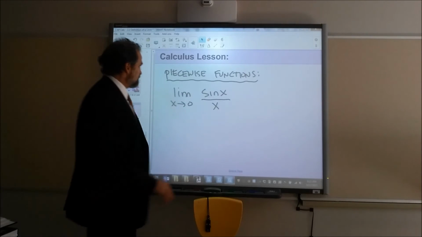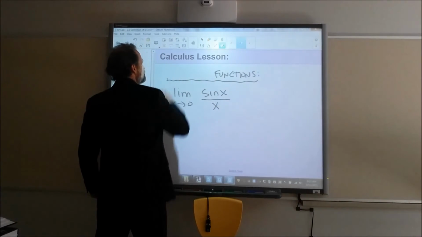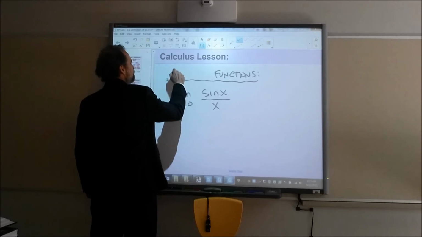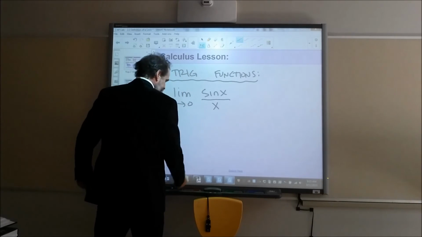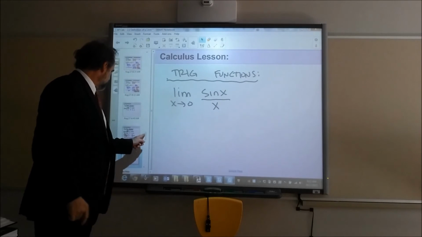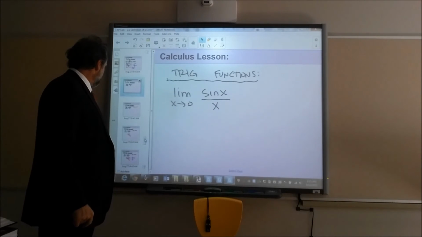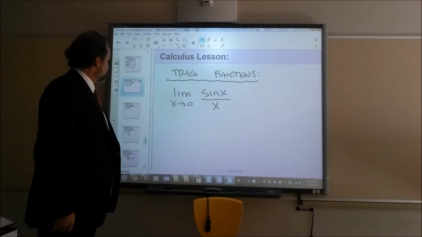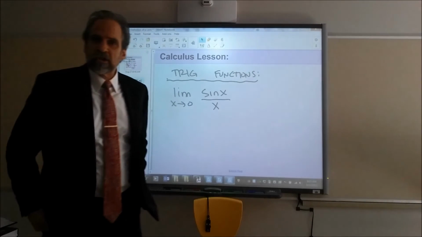Now, I don't know why this says piecewise functions. Now it should say trig functions, right? So let's think about what sine looks like. Let me look at what my output does. Okay, it does. All right. So sine looks like a shape.